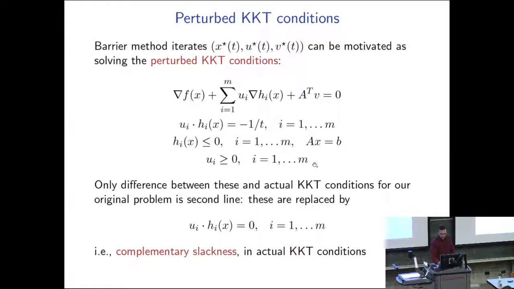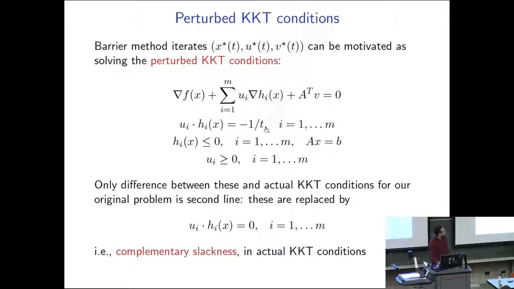This is primal feasibility. That's dual feasibility. And this guy here, in the usual KKT conditions, looks like ui times hi of x equals 0. And here we've replaced it by minus 1 over t. And as I commented last time, if we're going to perturb this condition, complementary slackness, where their product is 0, to be something that's not quite 0 but approximate, we're going to have to make this negative because ui is going to be bigger than or equal to 0 and hi is going to be less than or equal to 0 by dual and primal feasibility. So the product, if it's not 0, is going to have to be negative.